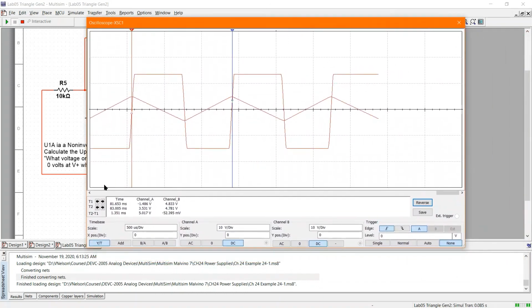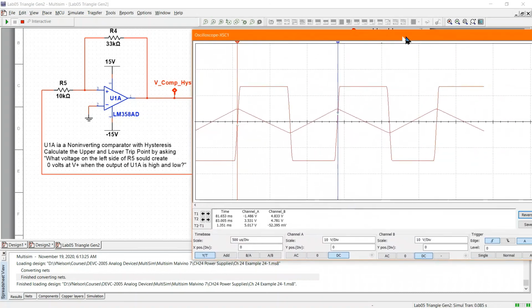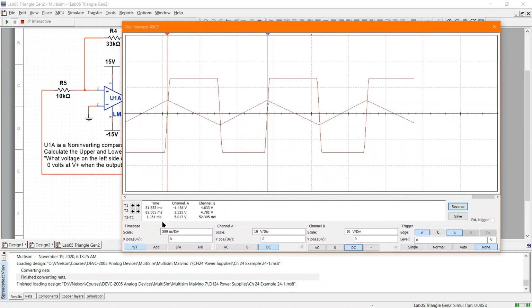So maybe when you're doing your calculations, try it with 13.5 on the output. There's not a lot of current that comes out of here, so it should be able to rise pretty quick, or it should be able to get close to the output. So try redoing the calculations with 13 volts or 13.5 volts and see how that compares to our simulated values.